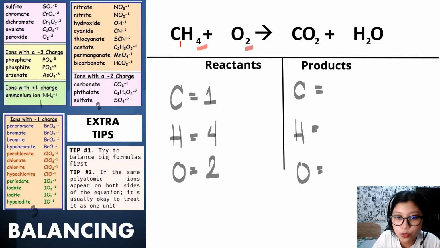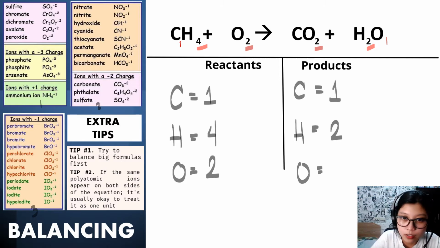Let's now proceed to the product side. For carbon, you only have 1. For hydrogen, according to the subscript, you have 2. And for oxygen, you have 1 from H2O and you have 2 from CO2. So as you can see, you have 2 oxygen atoms in the compound CO2 plus 1 oxygen atom from H2O. So 2 plus 1, you have a total of 3 oxygen atoms.